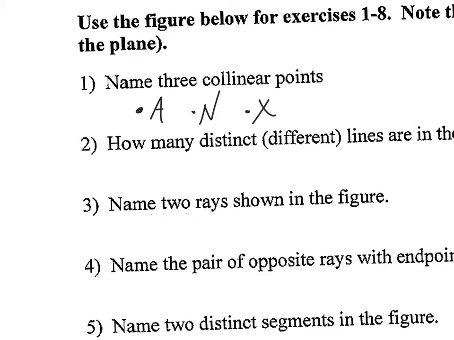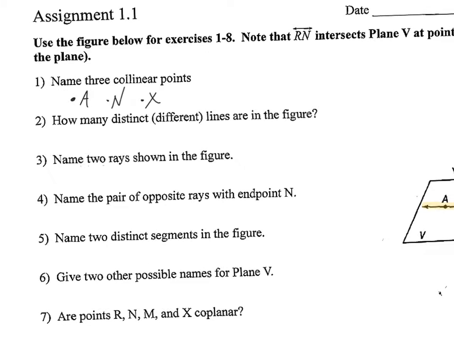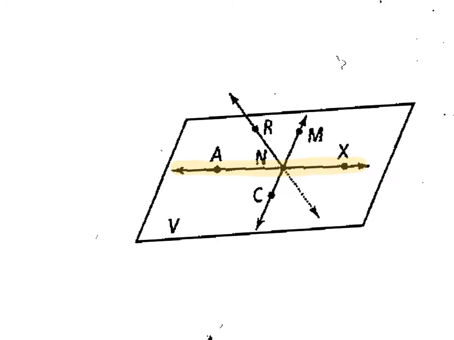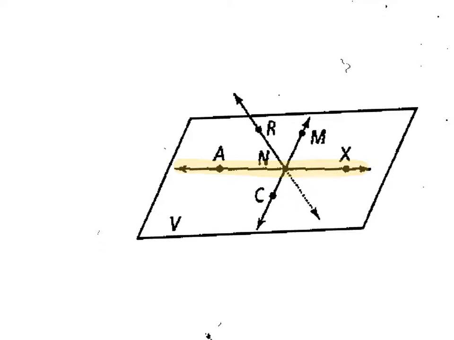And that's what most of these questions take. You need to understand what a line is. A line extends for infinity in both directions. So again, AX, that is a line. CM is another line, and RN, I know we cannot name it with R alone because there is no other point on this line, but RN is another line.